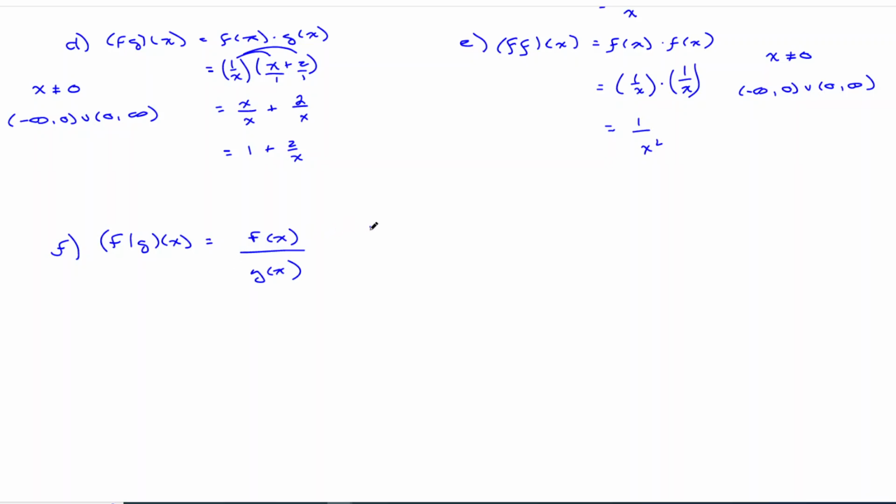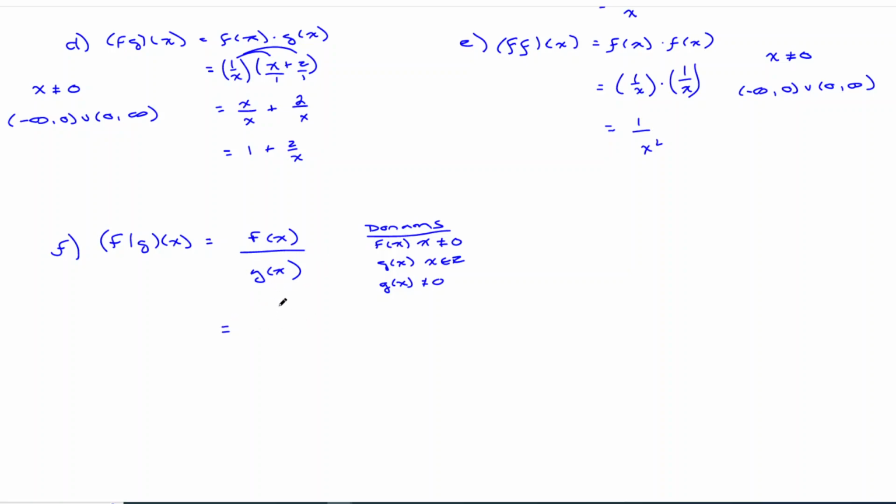So for the domains, you'd have the f of x domain, right, which told us that x cannot equal 0. We'll have the g of x domain, which was that x can be everything. But now, because g of x is in the denominator, g of x also cannot equal 0 because g of x as a function is now in the denominator.